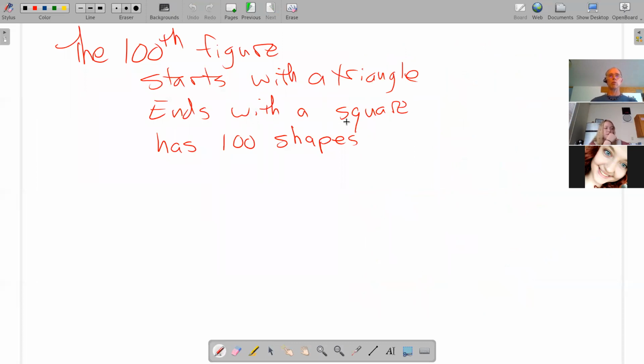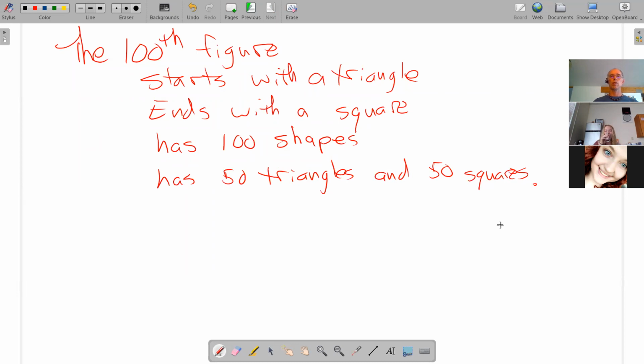So let's see: starts with a triangle, ends with a square, has 100 shapes. And we could say half of them are triangles and half of them are squares. We could say there have to be 50 triangles and 50 squares, right? Lots of ways to go on from there. So I'm just going to pick: has 50 triangles and 50 squares. And let's stop there, put some commas here. I've got a nice sentence about the 100th one, right?